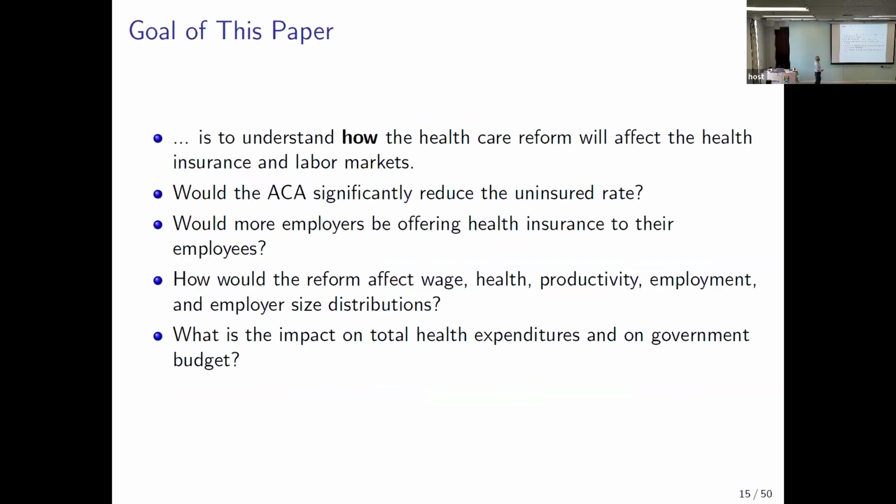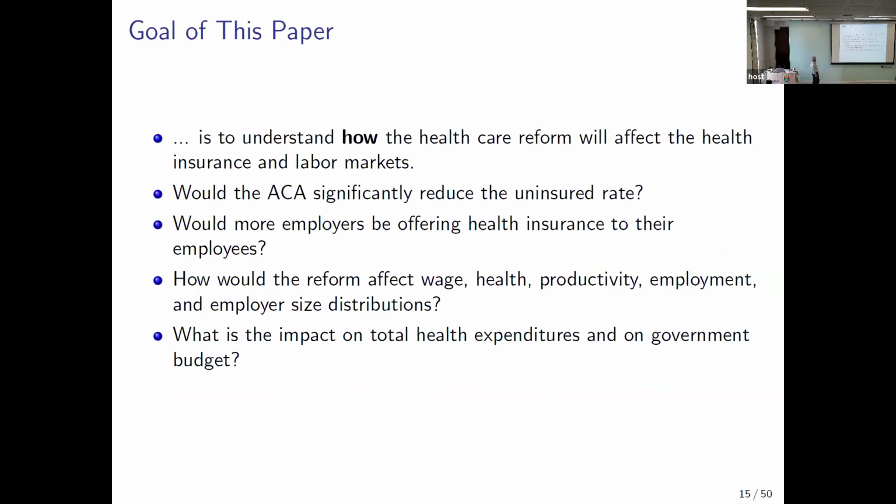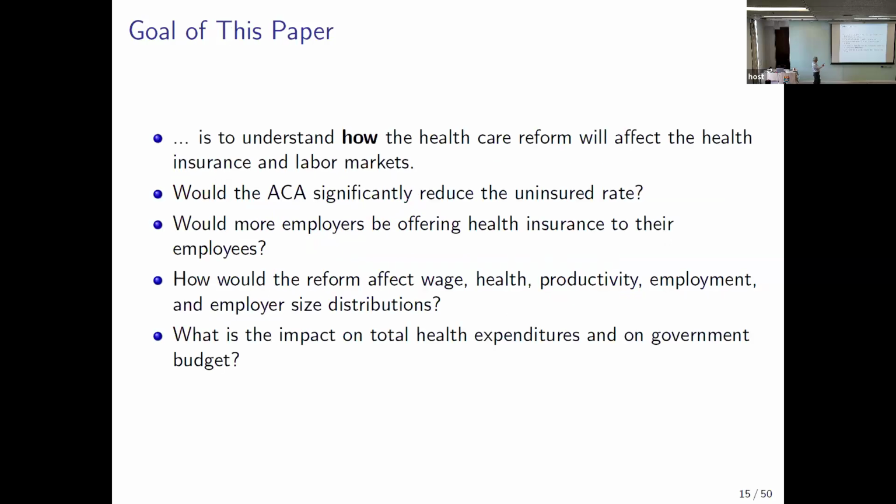Because of all the uncertainty faced by the ACA, you want to know, are there alternative reforms that can even improve upon the ACA? The ACA is not final. When a reform is passed, you can always ask how you can improve upon it. The estimated structural model will allow you to conduct alternative reforms that can improve welfare relative to the ACA, right? So this is the motivating question of this paper: to understand how the healthcare reform will affect health insurance and the labor market. So you need a model where health insurance and the labor market interact.